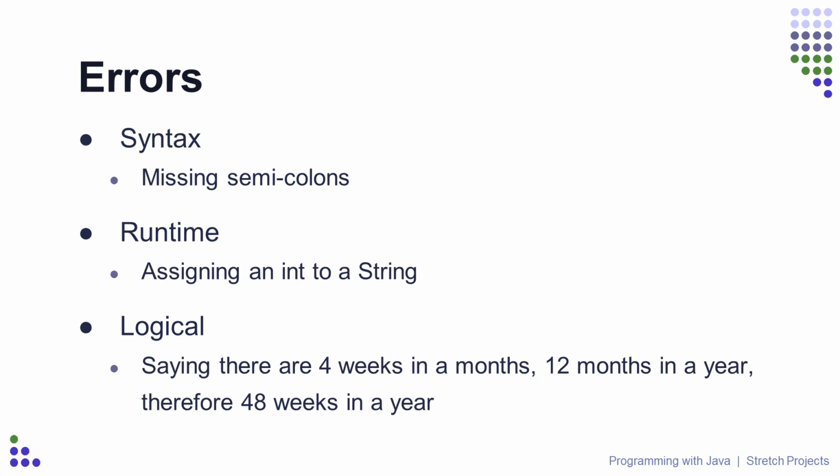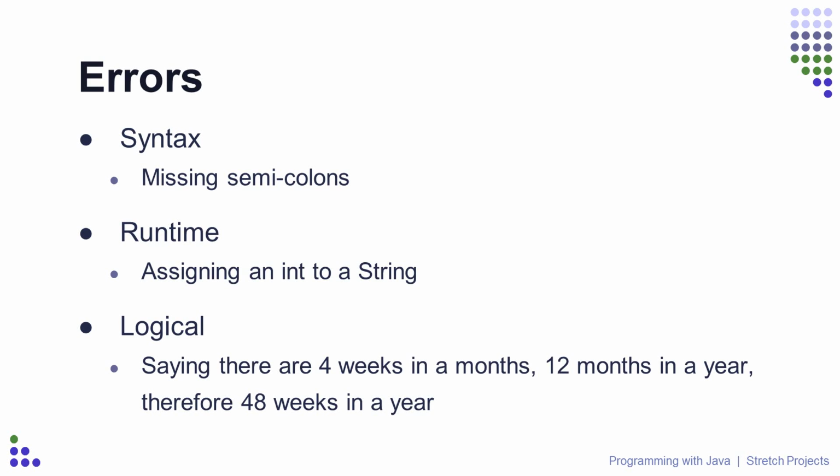We also have runtime errors, and these happen when the program is running. The error message for these can sometimes make it easy to fix, and on other occasions not so easy to fix. Examples are trying to add a string to a variable designated as an integer, for example.